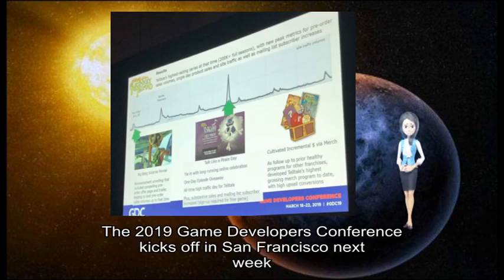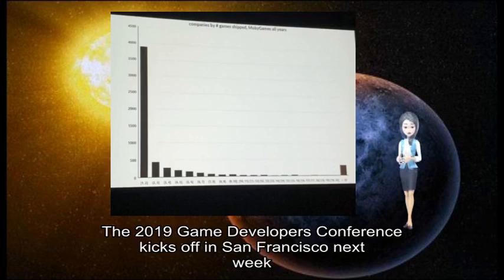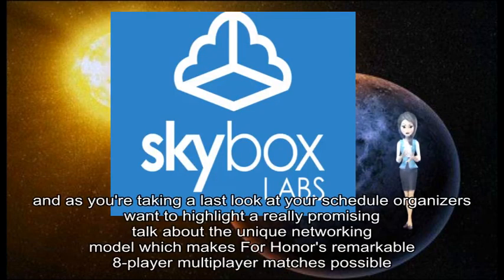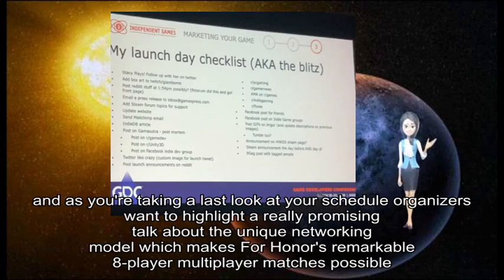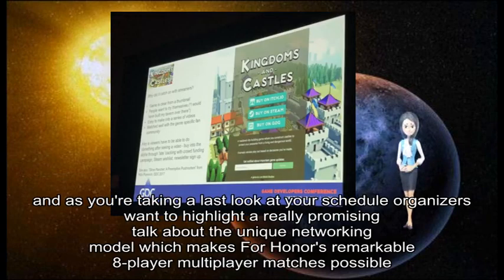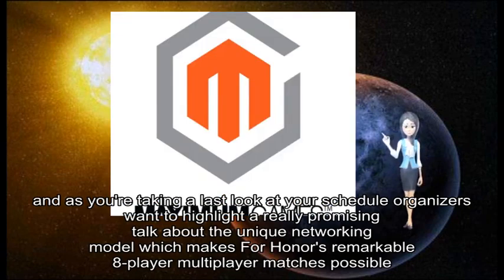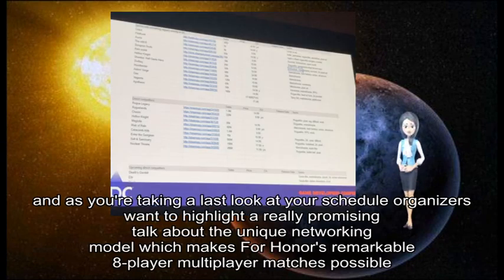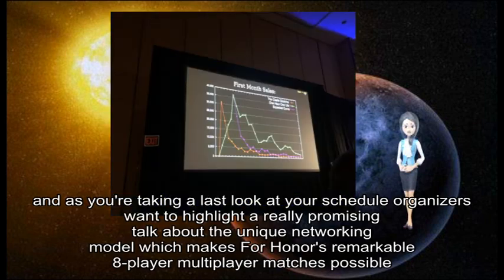The 2019 Game Developers Conference kicks off in San Francisco next week, and as you are taking a last look at your schedule, organizers want to highlight a really promising talk about the unique networking model which makes remarkable 8-player multiplayer matches possible.